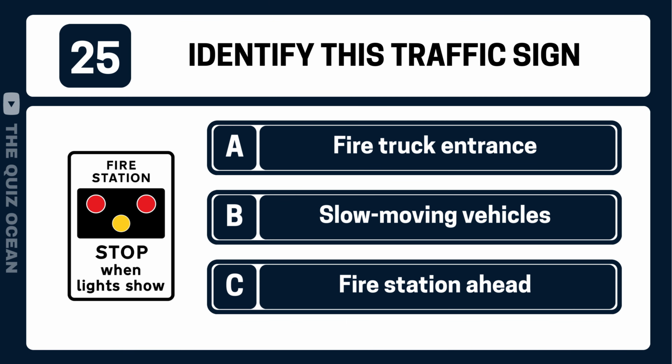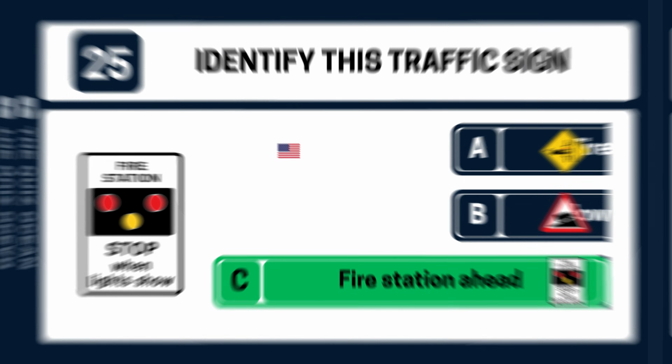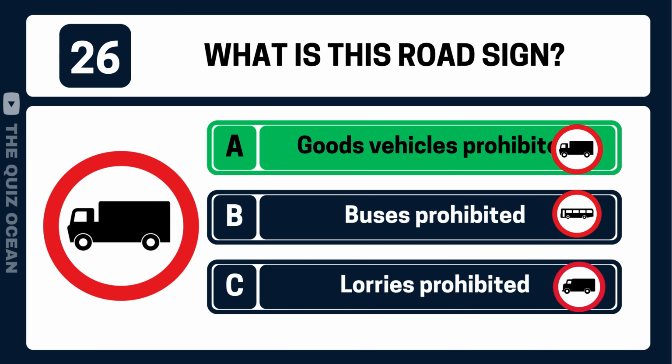Identify this traffic sign. Excellent. This sign warns of a fire station nearby. What is this road sign? Correct. This sign prohibits goods vehicles.